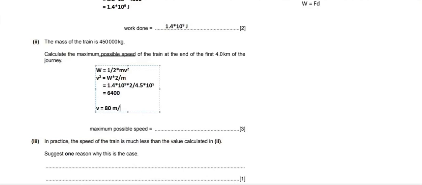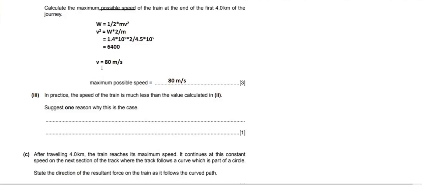Meter by second is the unit for velocity, so maximum speed will be 80 meter by second. So we'll write down over here again, 80 meter by second will be the maximum speed. So we have just equated work done equal to kinetic energy, then made v square the subject, and then we can calculate this 6400 will be v square. So taking the square root on both sides, we get the value of v will be 80 meter by second.